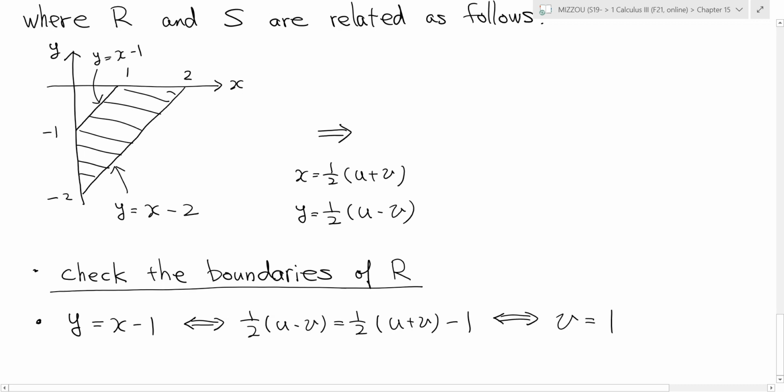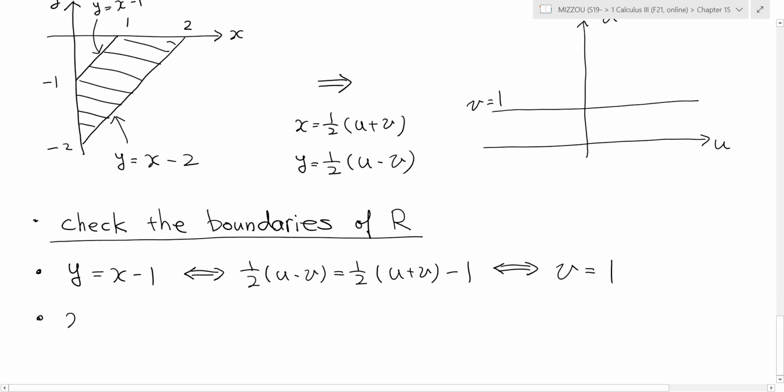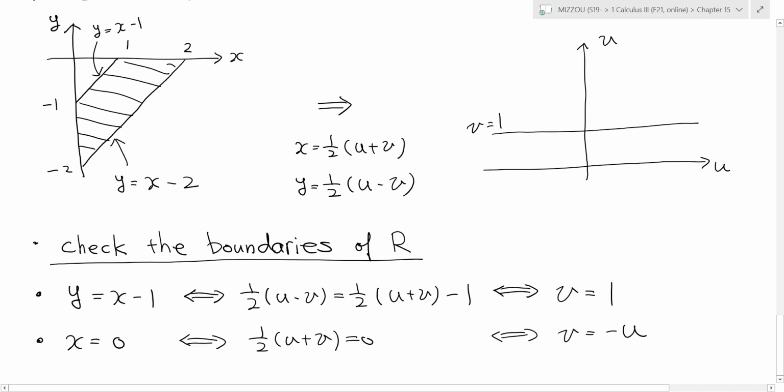So here, on the UV plane, v is equal to 1 is a line like this. All right, now x is equal to 0. What's x is equal to 0? That is 1/2 u plus v is equal to 0. This gives you v is equal to minus u, a line going through the origin with the slope 1. This is v is equal to negative u.